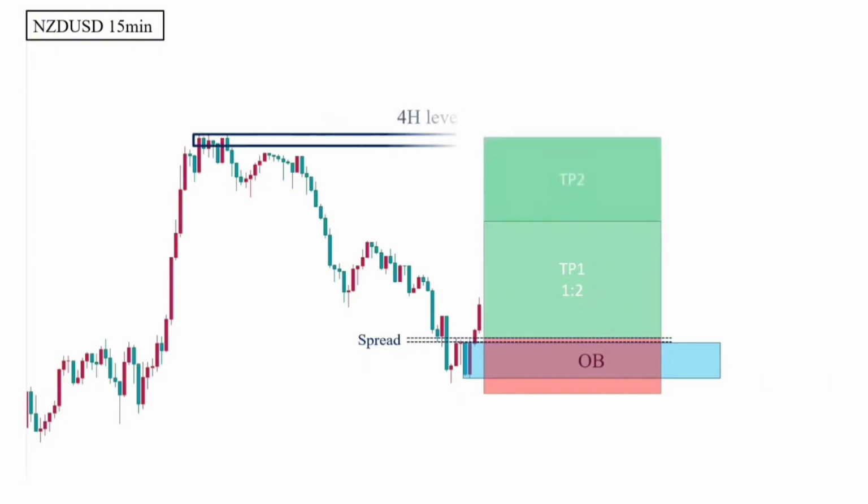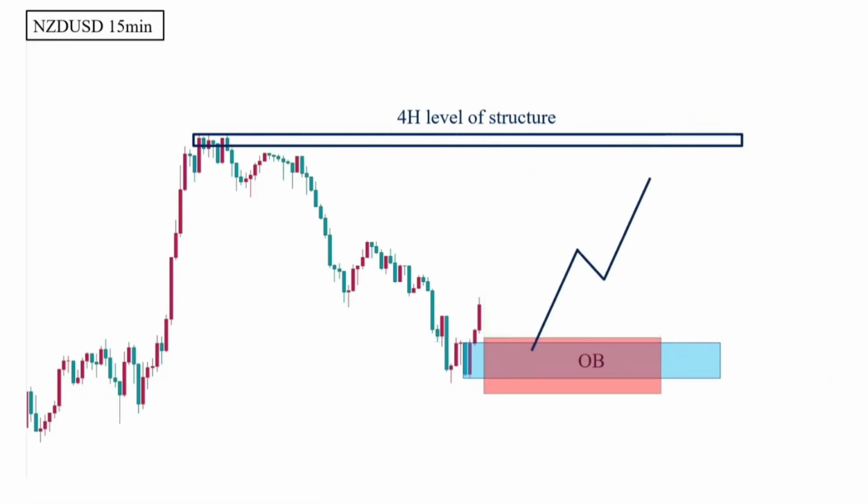For the second TP, you can target the next level of structure in front of the market in the higher time frame. Or, you can also trail your profit, meaning that every time the market makes a higher low, you reposition your stop loss a couple of pips below the lowest candle.